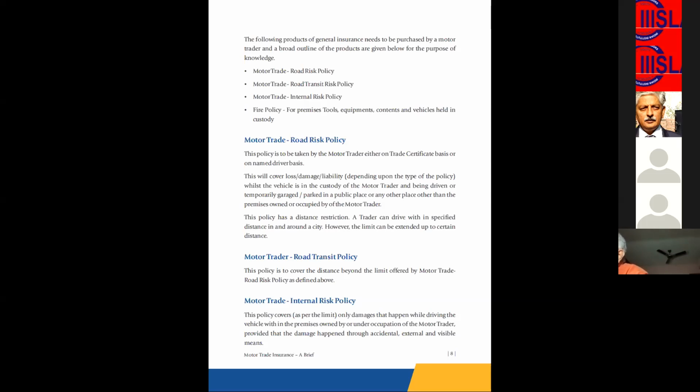So internal risk policy will cover driving inside the premises. Road risk policy will cover driving outside the premises. That is the scope of both products. It will not give cover for anything else.